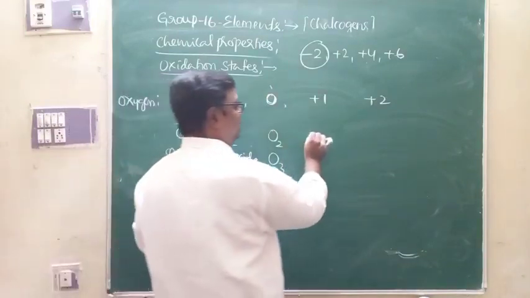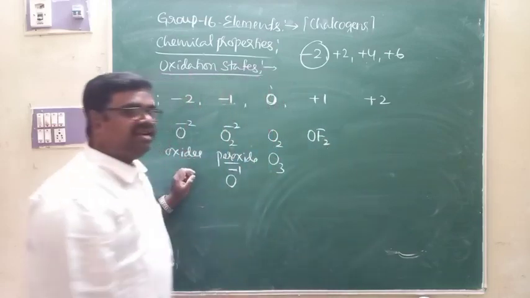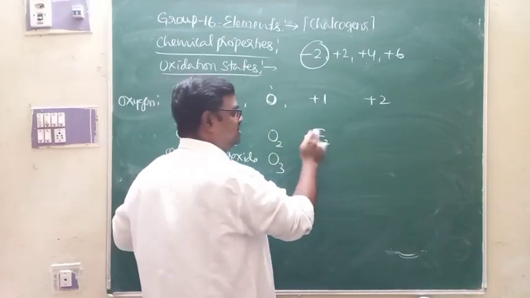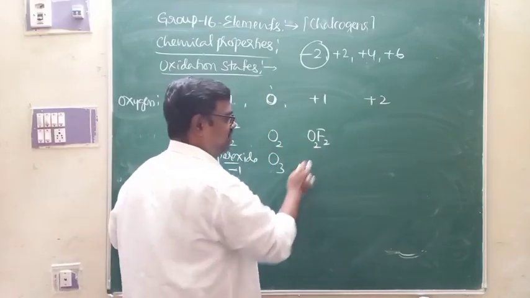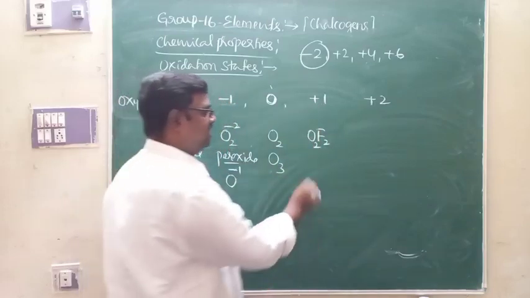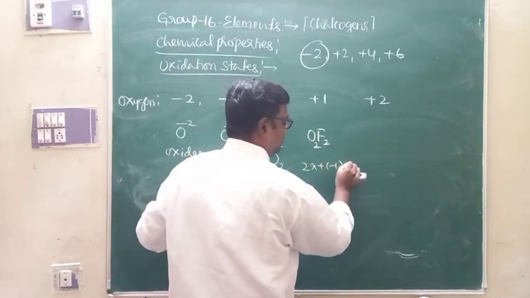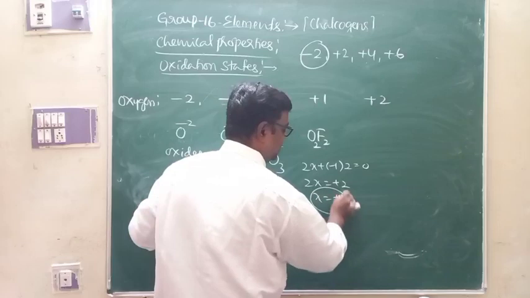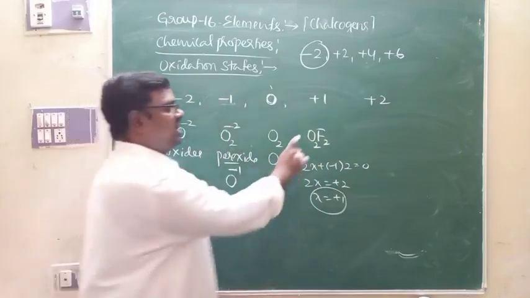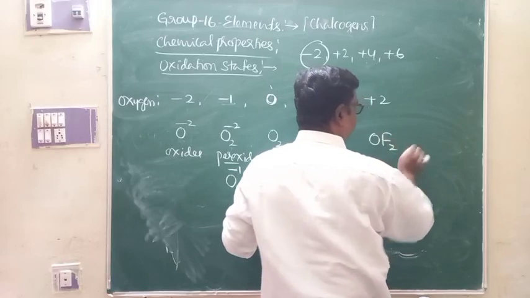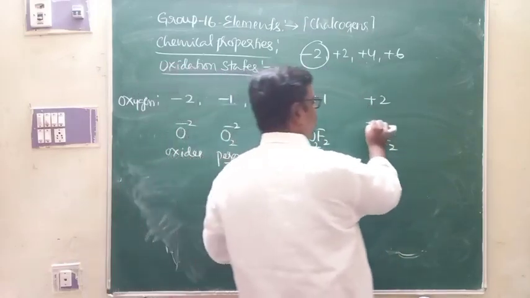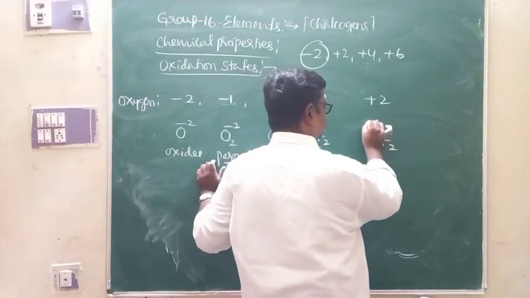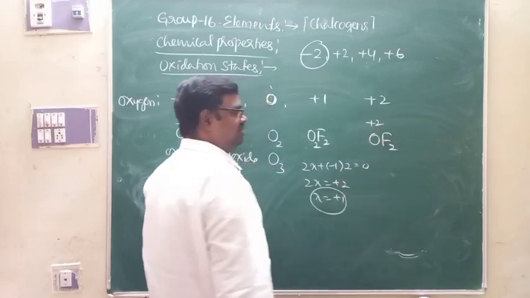Whereas in the case of dioxygen difluoride, O2F2, the oxidation number of oxygen is +1. Look, 2x plus fluoride -1 times 2 equals 0. 2x equals +2, therefore x equals +1. That is, the oxidation number of oxygen in dioxygen difluoride is +1, whereas in the case of OF2, oxygen difluoride, the oxidation number of oxygen is +2. Cross-check it. So this is what we call the +2 oxidation state.